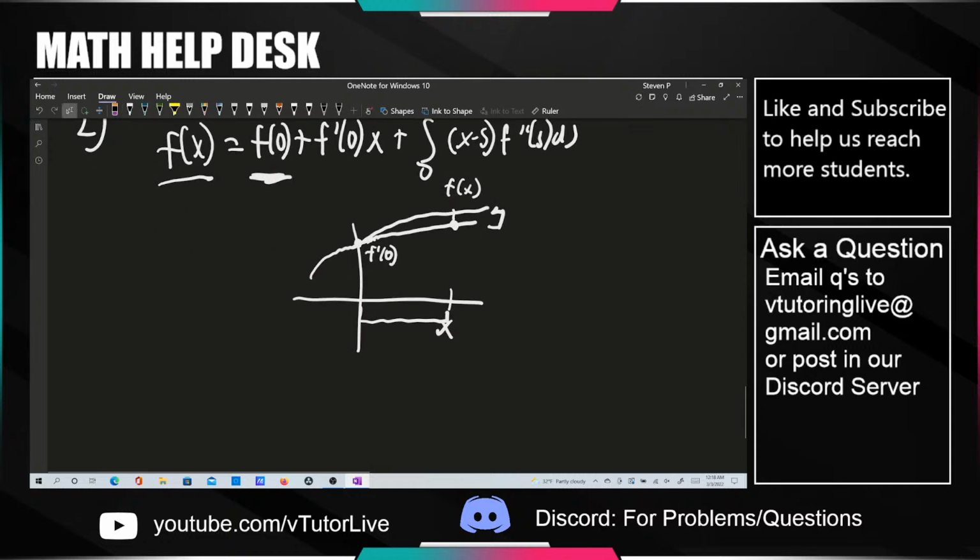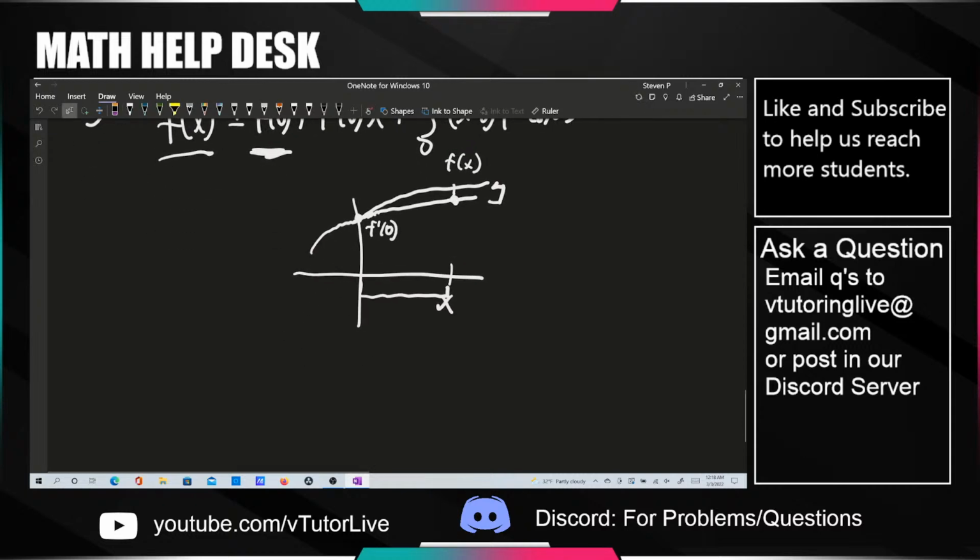And I think the way to start this problem is to just write out what you know from the fundamental theorem of calculus. The fundamental theorem of calculus is going to tell us that f of x minus f of 0 is equal to the integral of f prime of s ds from 0 to x. Gosh, I should really clean up my notes a little bit.